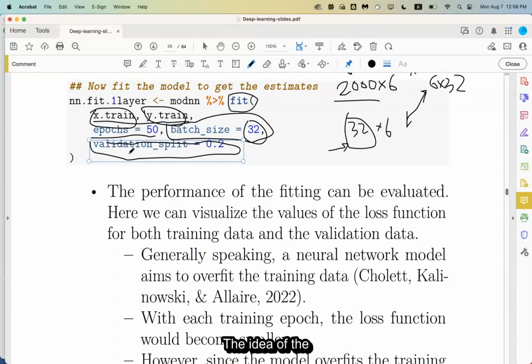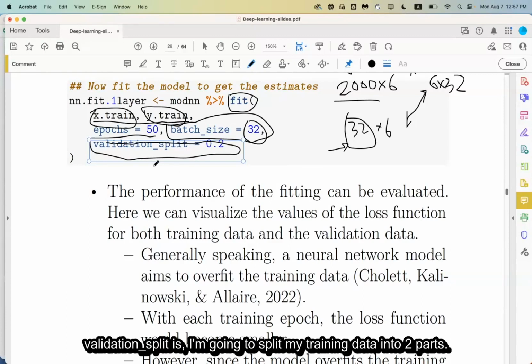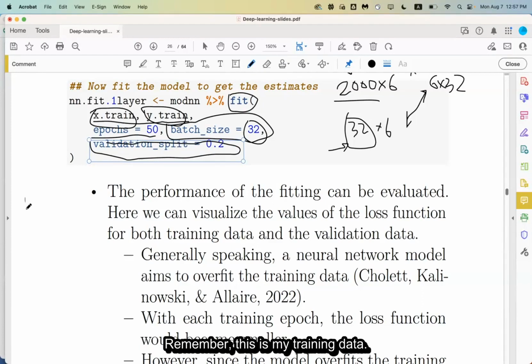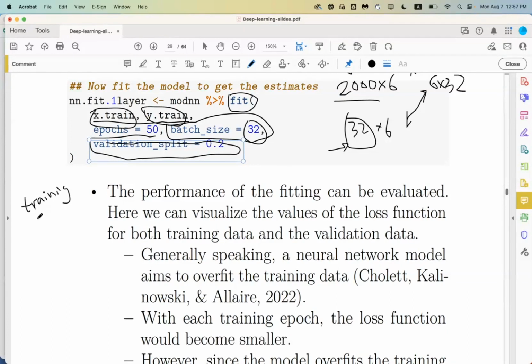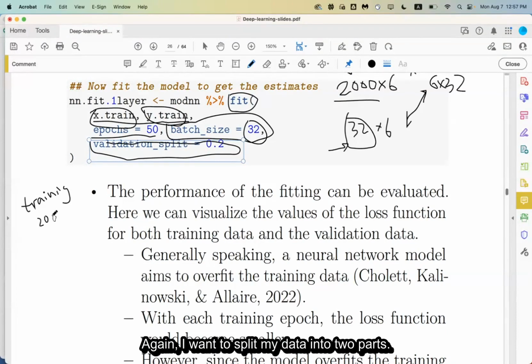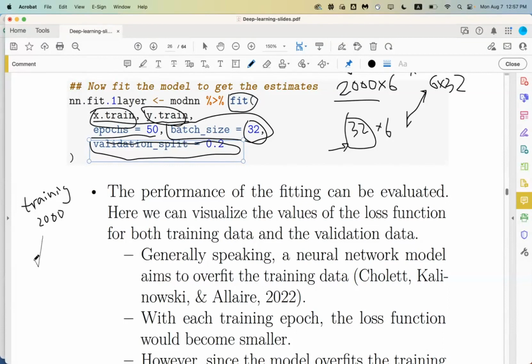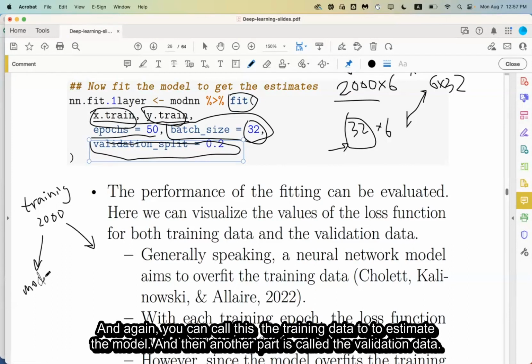The idea of the validation split is I'm going to split my training data into two parts. Remember, this is my training data. My training data, I have 2,000. I again split this into two parts. One part is to estimate the model. And again, you can call this the training data to estimate the model. And then another part is called validation data.